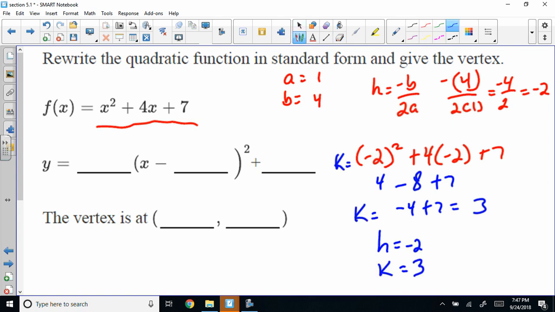So I got h is negative 2 and a k that's 3, right? And that's really an ordered pair. Does everybody understand what the vertex is? Yes or no? That is where the transition points happen, right? That's right. It's either your minimum or your maximum, depending upon if it's opening up or opening what? Down. So you've got to make sure you're solid on it. Okay. Any questions?